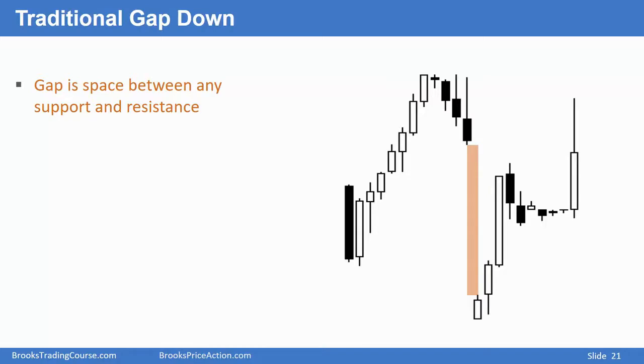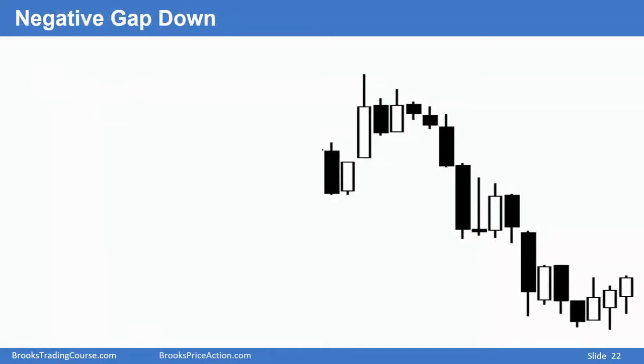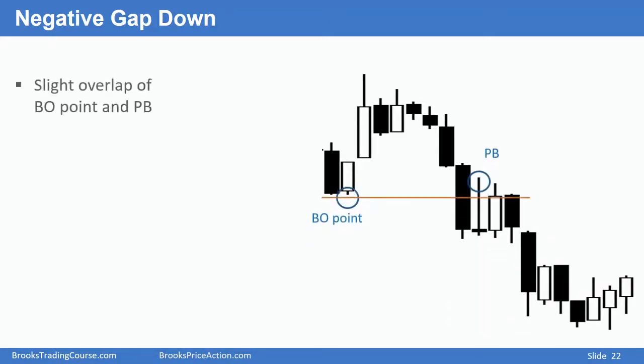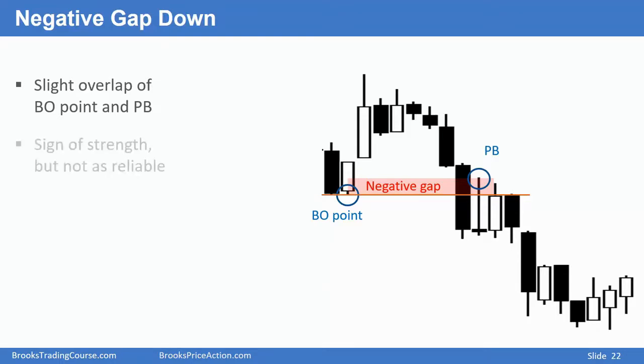There are other gaps on this chart as well. For example, right at this moment, there's a gap between this high and that low. That gap quickly closed. And ultimately, even this gap closed. Negative gaps, we got a bear breakout and a pullback, but the pullback is above the breakout point. So I call that negative gap. And again, it functions just like any other gap, except that it has a lower probability of leading to a measured move down. It's usually a sign that the bears are not as strong as they could have been.